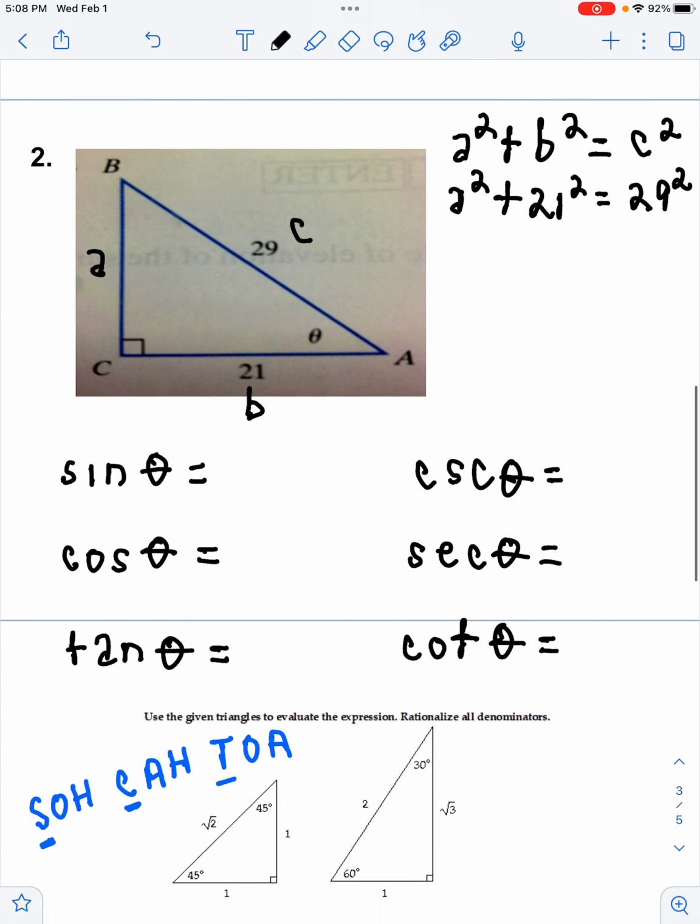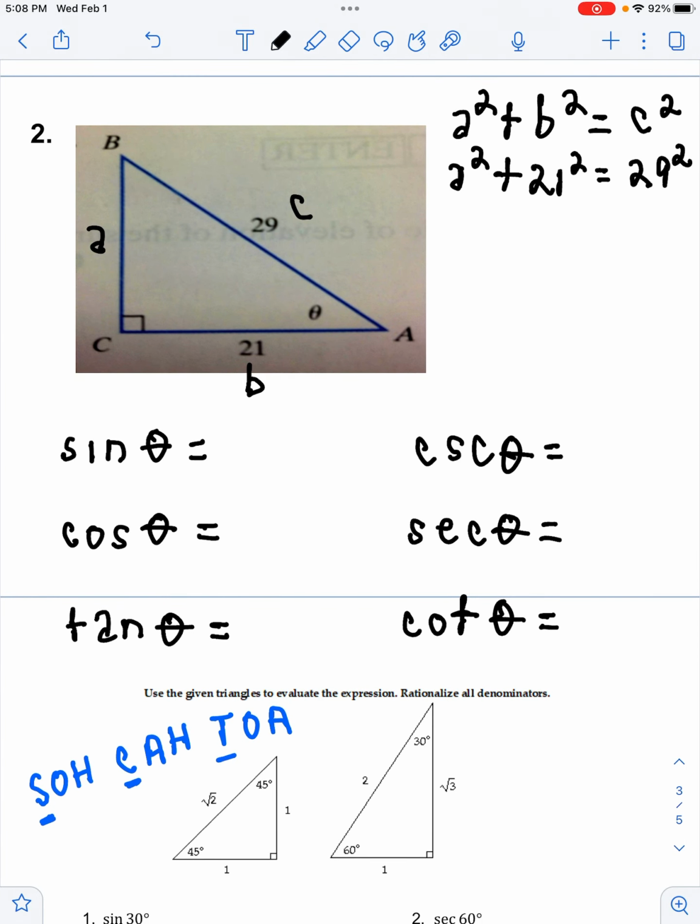I'm going to go down here, and I've already gotten it started. We, again, are missing a side, but this time it is the leg labeled a. And we know the hypotenuse, which is 29, and the other leg is 21. So our Pythagorean theorem, we have a squared plus 21 squared equals 29 squared.